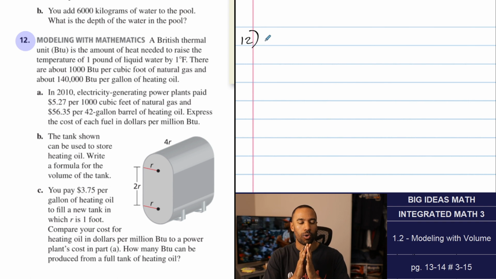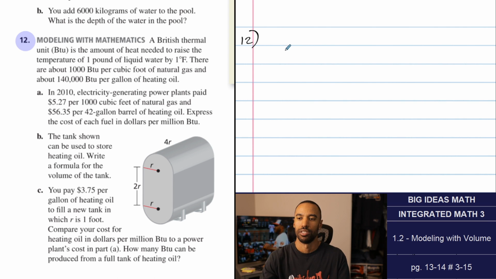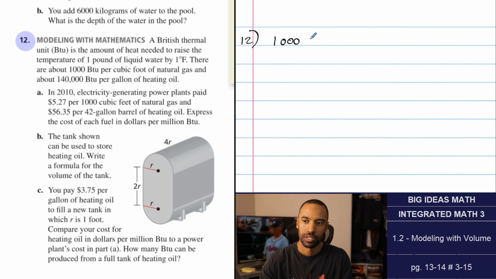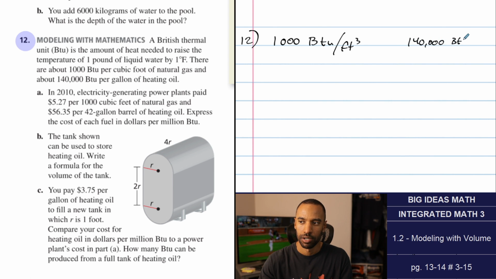Okay. There are 1,000 BTUs per cubic foot of natural gas, and so let's see, 1,000 BTU per cubic foot, and 140,000 BTU per gallon of heating oil. I have to figure out where to use these later. Natural gas, heating oil. Okay, let's see where those are used later. Part A.